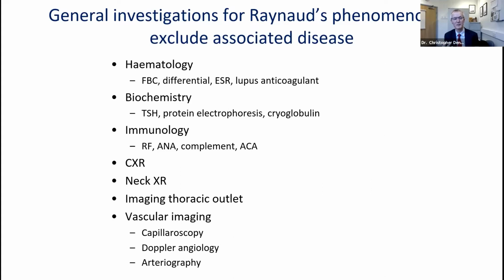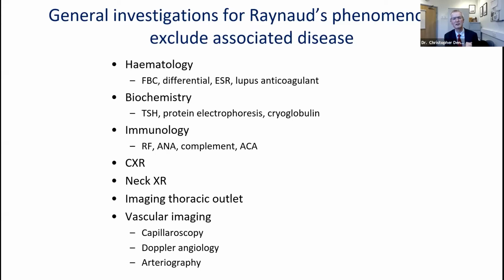We would always do a baseline chest X-ray. We may do a neck X-ray or imaging of the thoracic outlet by CT or MRI, particularly if we're thinking that this might be a compression syndrome. And I don't think you can really fully exclude those conditions without some more formal cross-sectional imaging. And then we come to the sort of vascular approaches that we have.